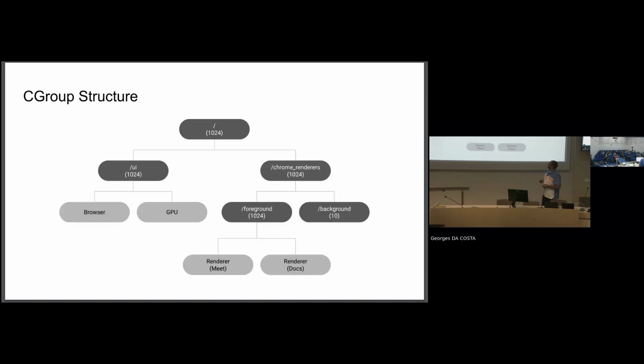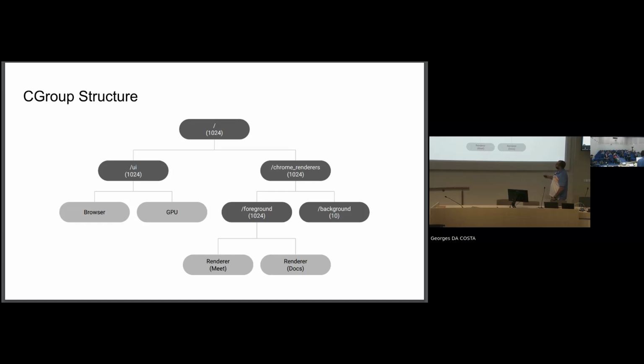Okay, so the next step is how we structure the C groups for these processes. So here's the root top level. We have a UI C group, which is 1024 CPU shares. And then the system processes live here, so the browser process and the GPU process. And then on the other side, the renderers are under this Chrome renderers group, and then they're split into foreground and background. So foreground is 1024 and background is 10. So we want to limit how much CPU the background tabs get when there are foreground tabs.